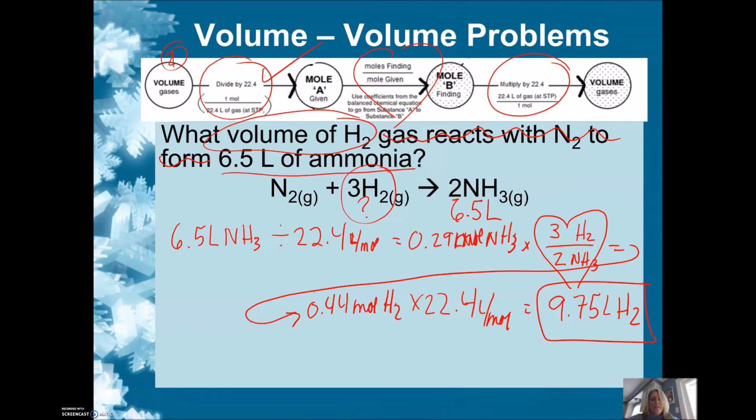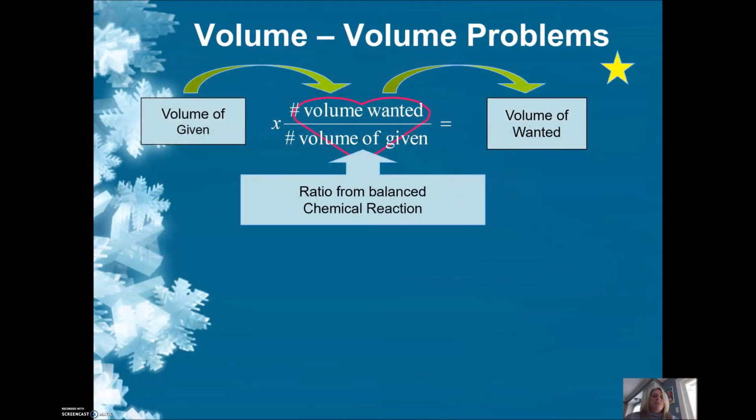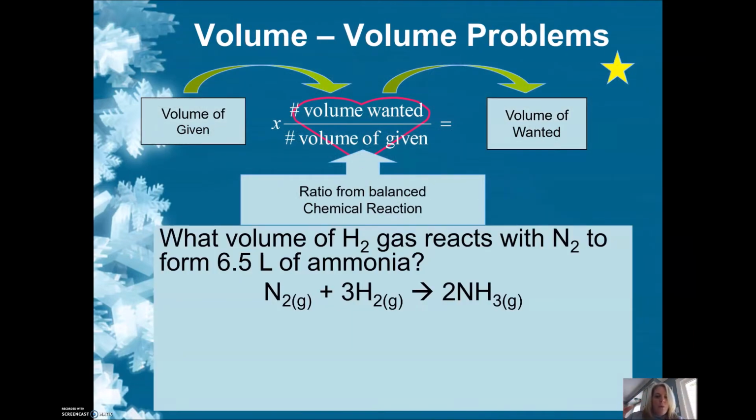Okay, so there we did the whole thing: the divide by 22.4, the heart, the multiply by 22.4. But you know what? This and this just cancel each other out. So let me show you that. Let's do this again, but let's do it this way. Instead of going through the 22.4 process, why don't we just go right to the heart? So again, same exact question. Step 1, balance your reaction, balanced. Step 2, we're starting with the 6.5 liters of ammonia, and we want to find the volume of H2. So we write down our number and our unit and what it is: 6.5 liters of NH3.